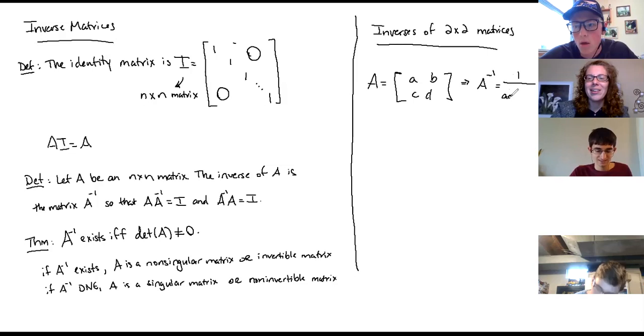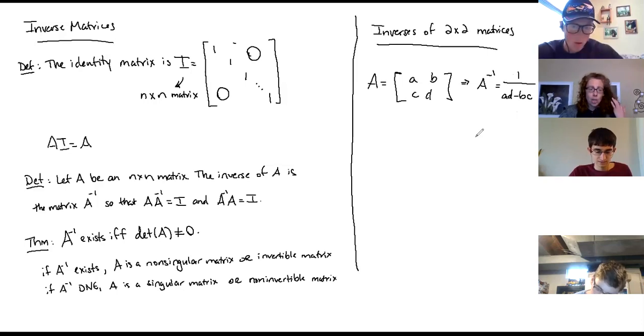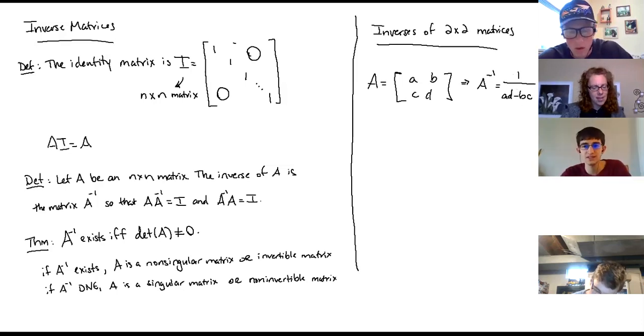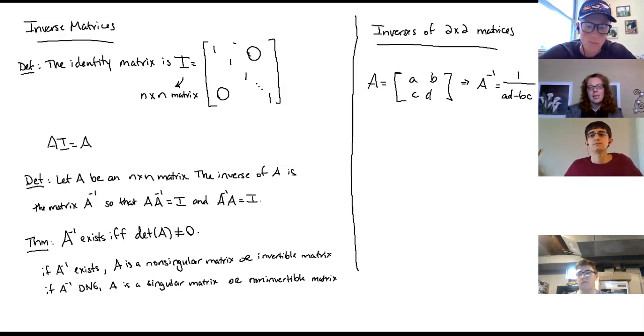The inverse is 1 over AD minus BC. Remember, AD minus BC is the determinant of a 2 by 2 matrix. You flip or interchange the D and the A, so those change places. And for the other entries, you put a negative out in front. So reading across: D, negative B, negative C, A.